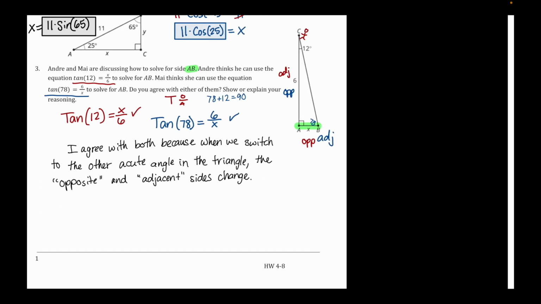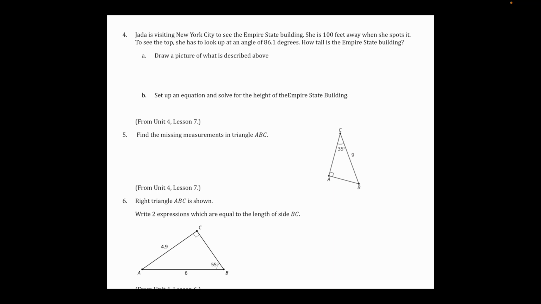That means we're going to move on to the back of this page. So here we have Jada visiting New York City to see the Empire State Building. She is 100 feet away when she spots it, and to see the top, she has to look up at an angle of 86.1 degrees. So how tall is the Empire State Building?